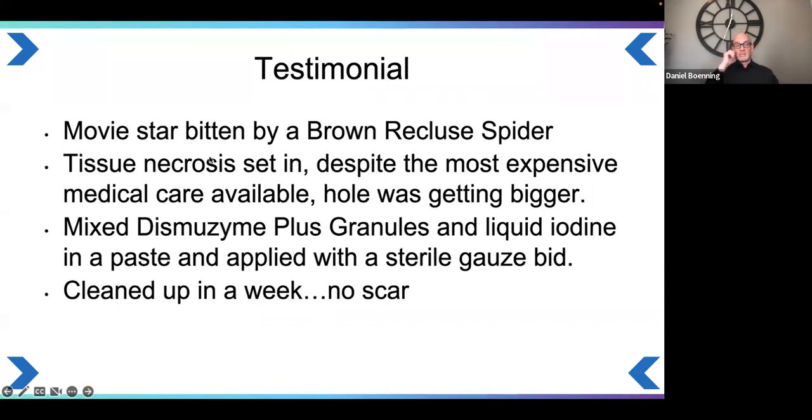Here's a really great therapeutic protocol. A movie star, I won't mention his name, was bitten by a brown recluse spider. Tissue necrosis set in. Despite the most expensive medical care, the hole was getting bigger. We mixed dysmuzyme granules, from a big jar, into a paste with our liquid iodine and applied it with sterile gauze. Cleaned up in a week, no scar. All that antioxidant activity from the SOD and catalase, and on top of it the liquid iodine, antiviral, antibacterial, antifungal, applied to that area.